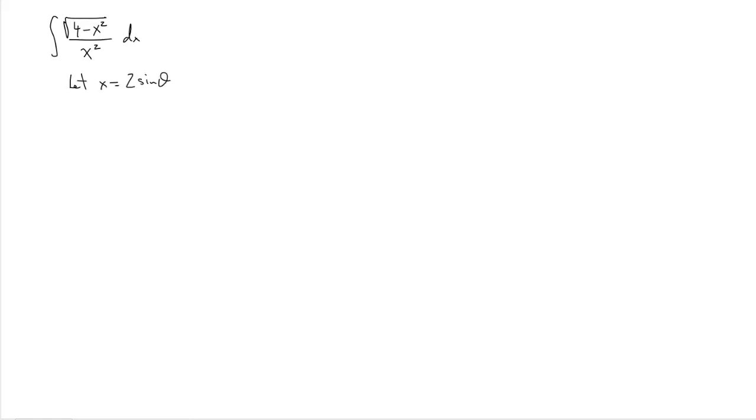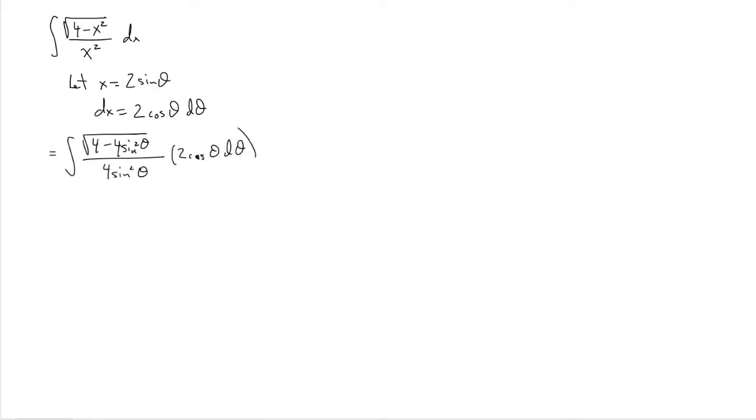Okay, you should have started by letting x equal 2 times the sine of theta, in which case dx is 2 times the cosine of theta d theta. This is what lets us rewrite the original integral in terms of the new variable theta. Everywhere you see an x, you write 2 sine theta. Where you see a dx, you write 2 cosine theta d theta. That gives you this expression here.